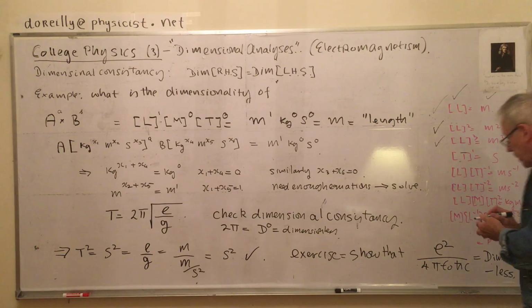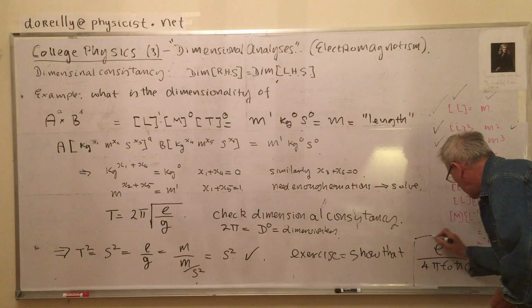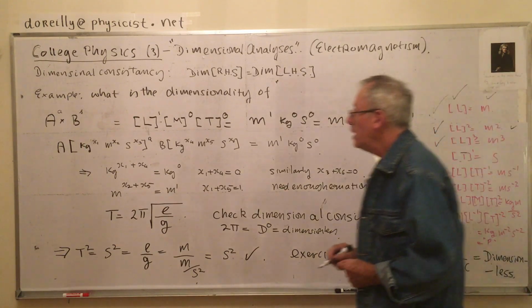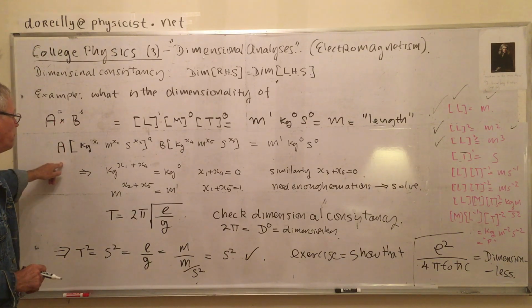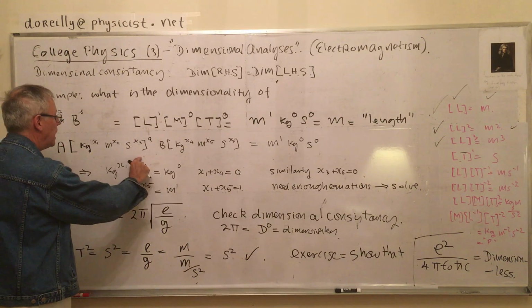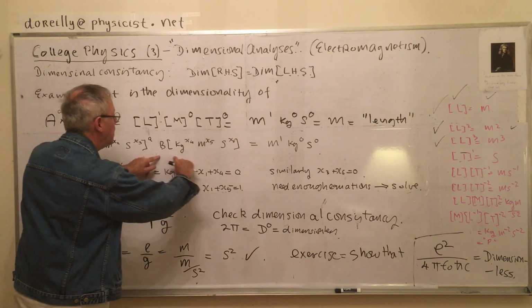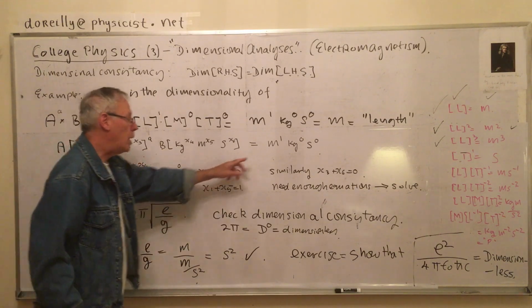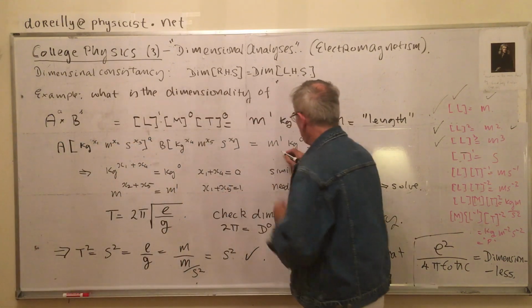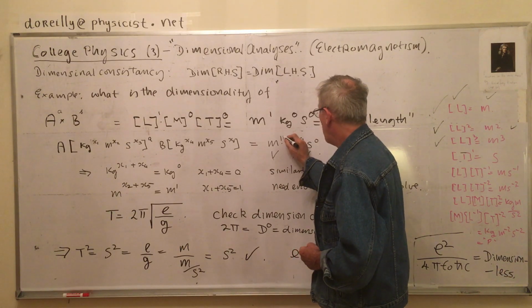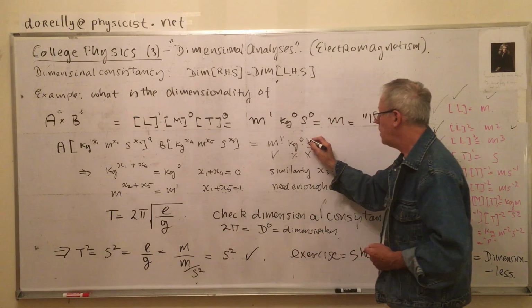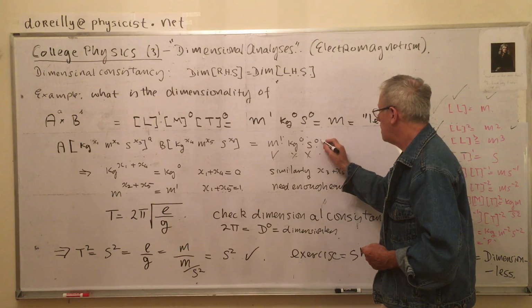All right, this is going to be an exercise which I'll tell you about at the end. I'll explain that in a minute. The general idea is this. Suppose we have two physical quantities, A with dimensionality like this, and B with dimensionality like this, and we want to end up with an expression which is of dimension length only: meters to the power of 1, kilograms to the power of 0, seconds to the power of 0.